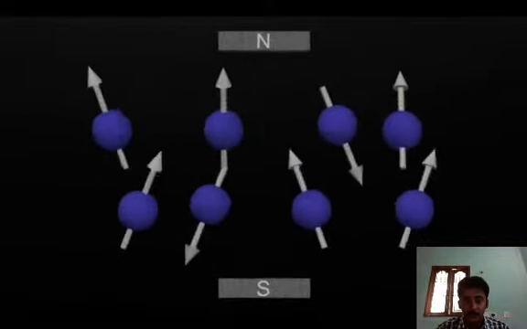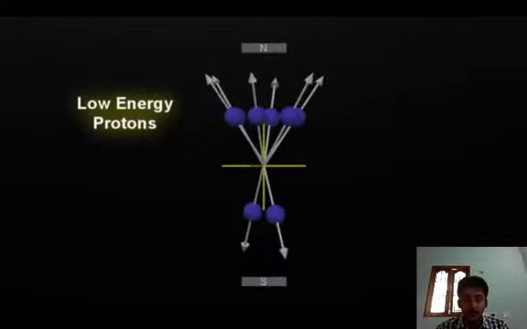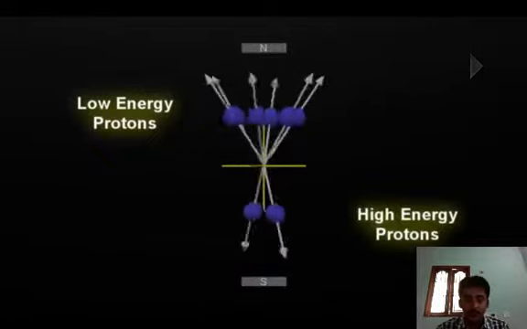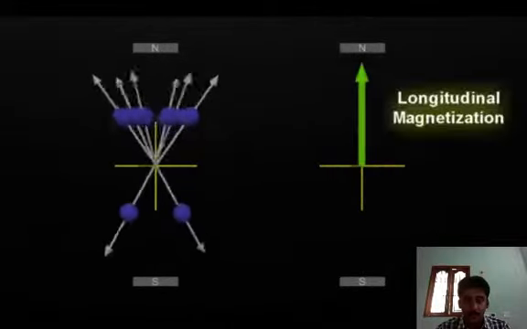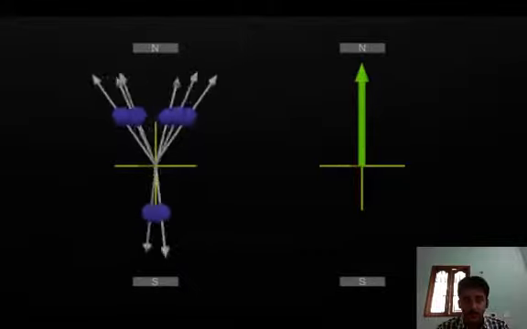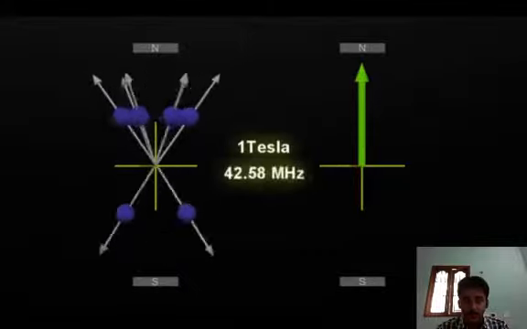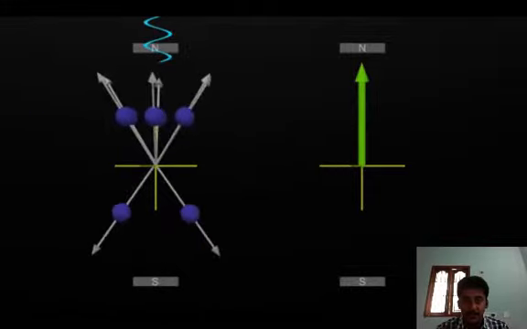So this is basically the initial thing. Let's consider all these protons at a single point for convenience. Low energy protons are high in number and high energy protons are low in number. So this is the net longitudinal magnetization upwards, because a dominant number of protons are upwards. This is for 1 Tesla and 42.58 megahertz.